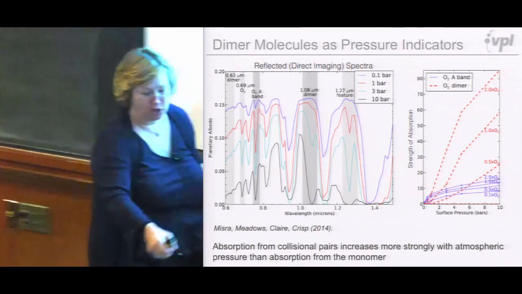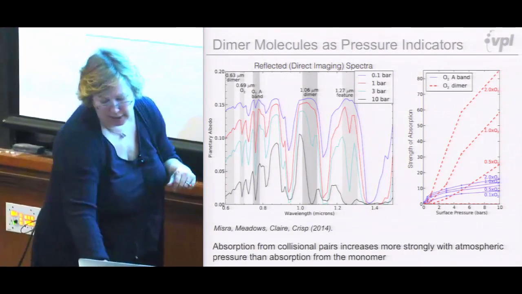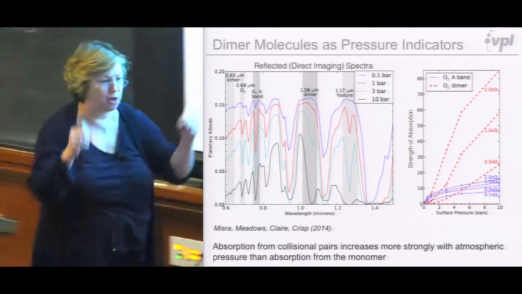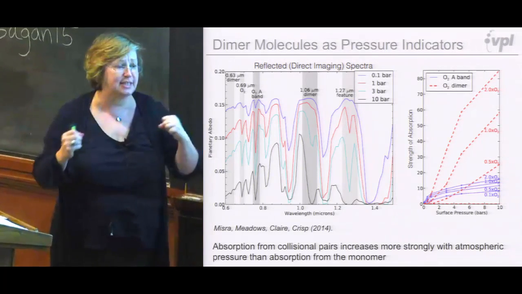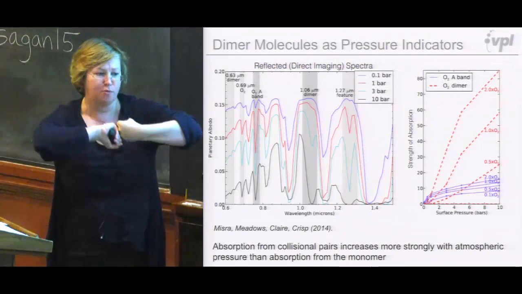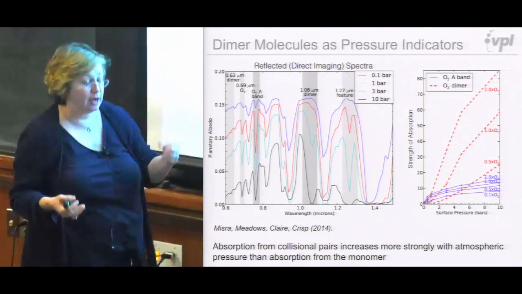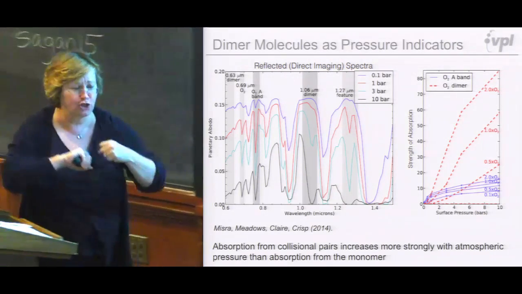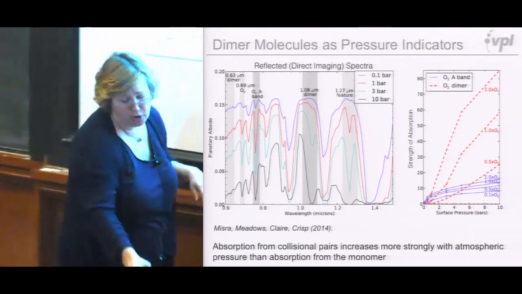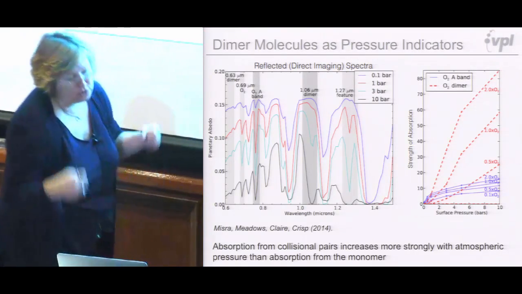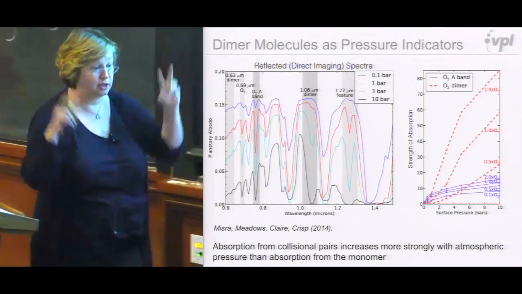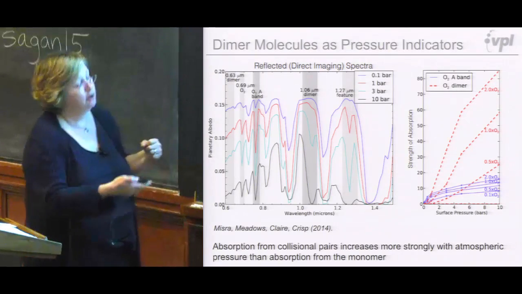And then just wrapping up, because I assume I'm running out of time, other things we might like to do. Just want to point out that molecules, when they're in dense atmospheres, can collide and form collisional pairs. So you always think about oxygen as being something we should look for. Oxygen, though, also creates these dimer molecules, these collisional pairs. And those dimer molecules are more pressure sensitive than the monomer, the oxygen you're breathing right now.